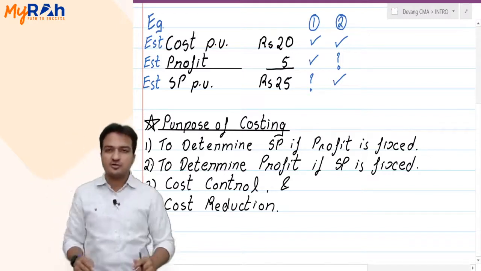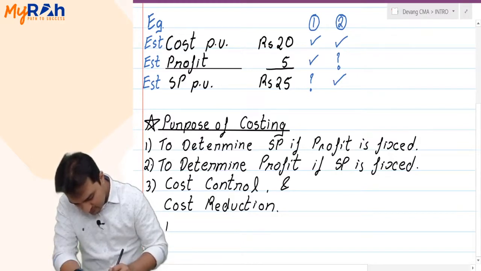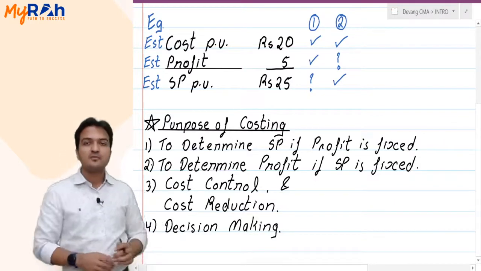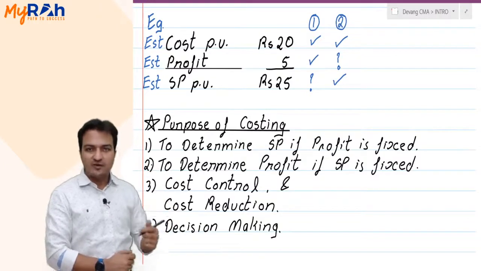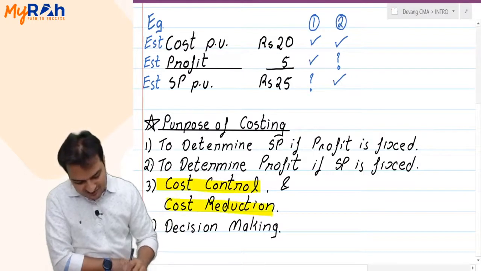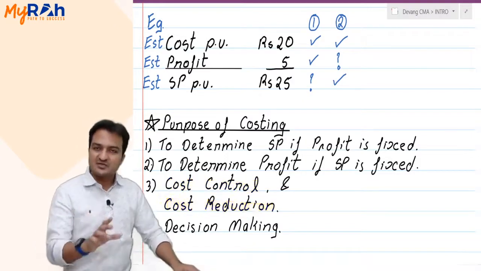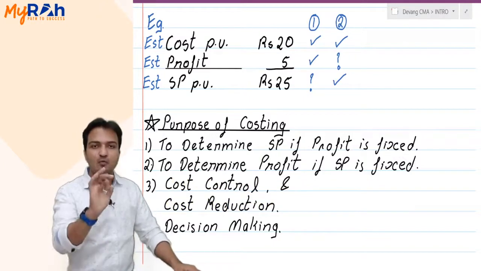Third purpose, cost control and cost reduction. And fourth purpose, simply decision making. Now, the first two purposes I already explained, but the purpose number three here is very important. These two terms, cost control, cost reduction, will be required at many places in our subject. Certain chapters in our subject are based on cost control, cost reduction. So first, let me explain what are these two terms.